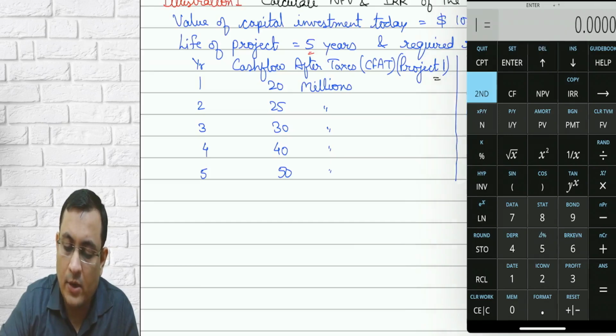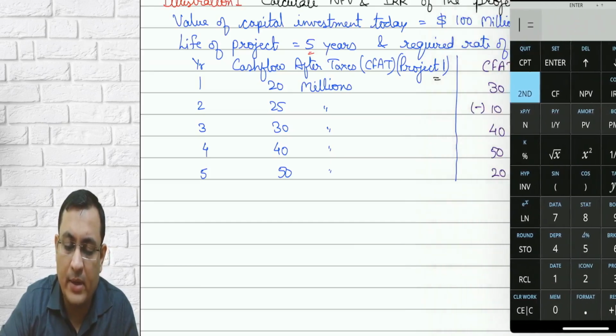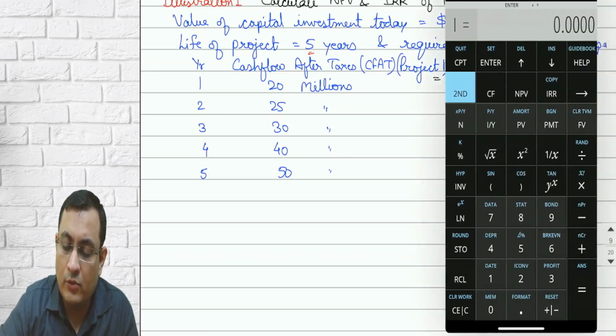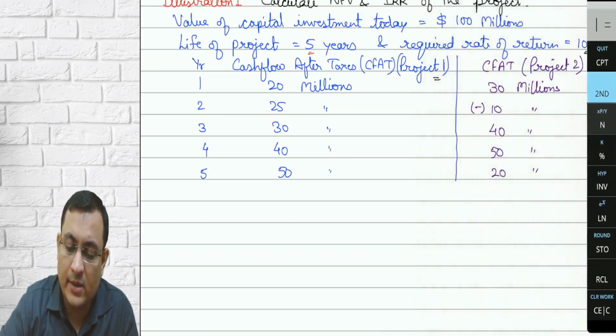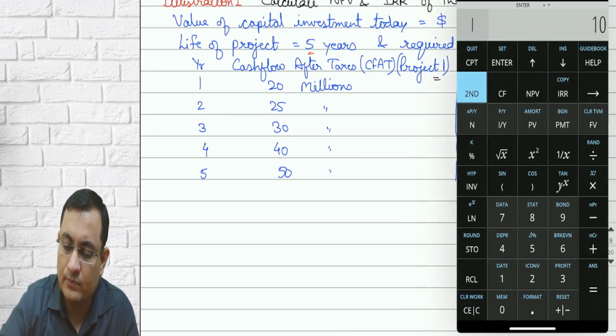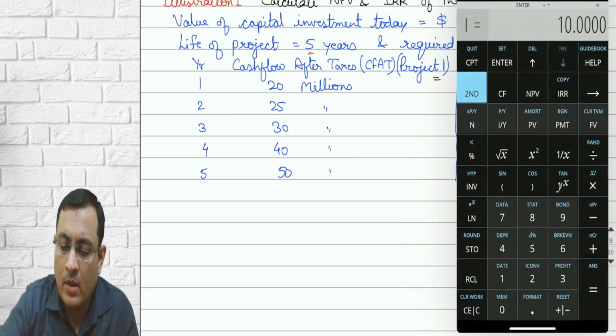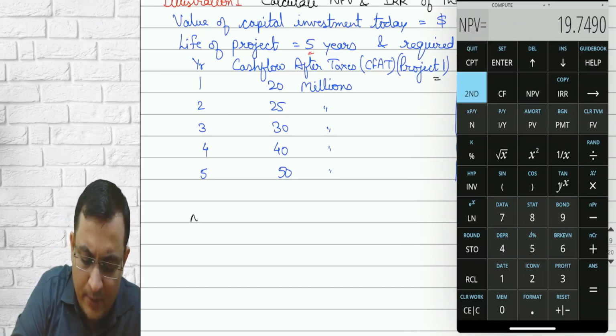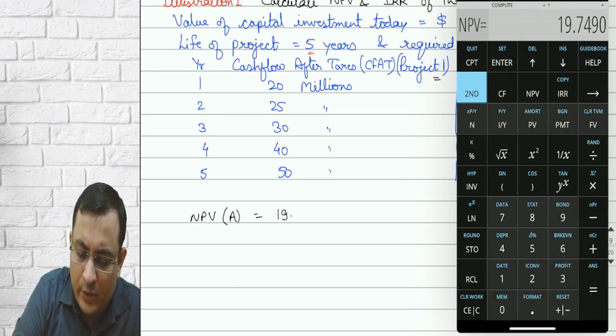Next, your required rate of return I, that NPV key we are using. When you first press NPV, you will get I, that is the required rate of return, 10%. Set, enter. Next, calculate NPV, compute NPV. So here you got NPV for project A equal to 19.7490 directly.